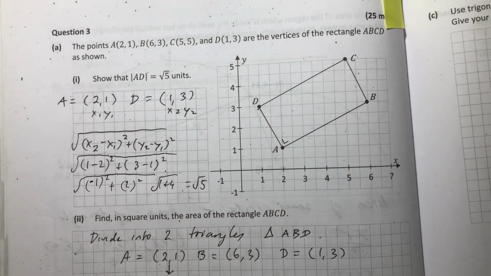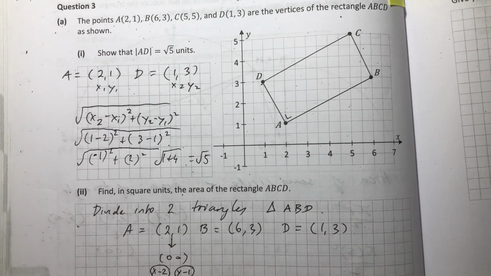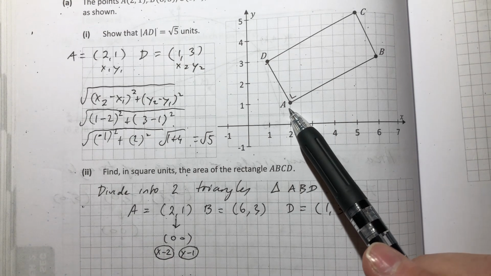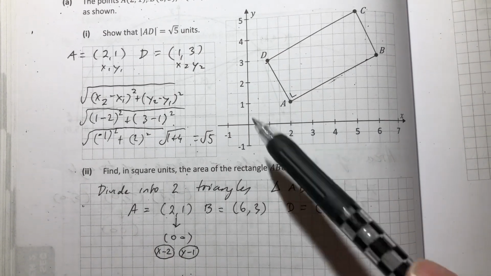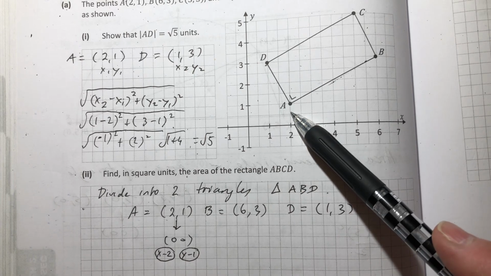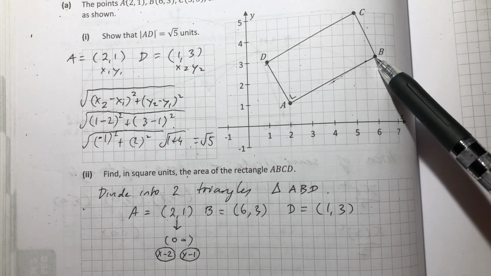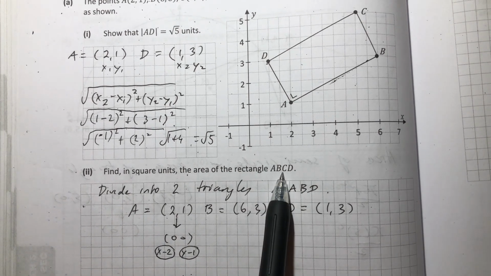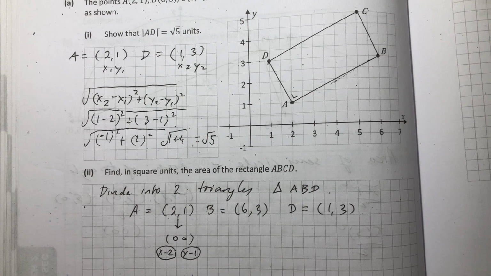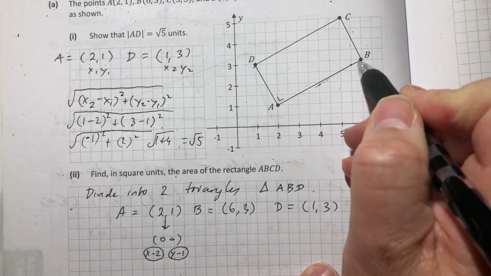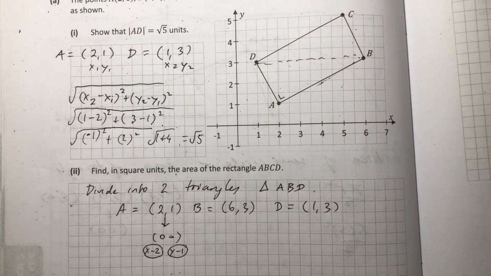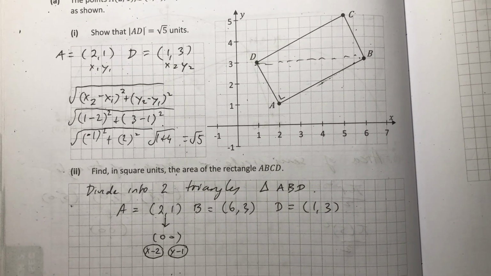Next, find in square units the area of the rectangle ABCD. Now there's two ways you could do this. The area of a rectangle is length by width. We've worked out that that's root 5. We could find that distance, AB, and multiply the two of them together. But what I'm going to do is divide the rectangle into two triangles, ABD in this case, find the area of the triangle ABD, and I'll simply double it, and that will give me the area of the rectangle.